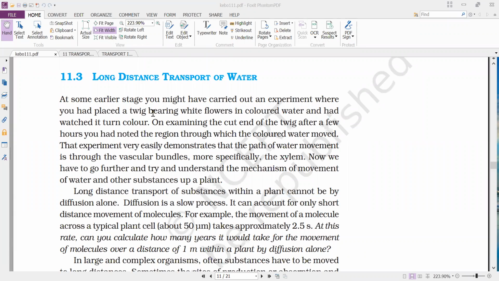And next, long distance transport, that means how the transport of water is done for plants which are very long in length.